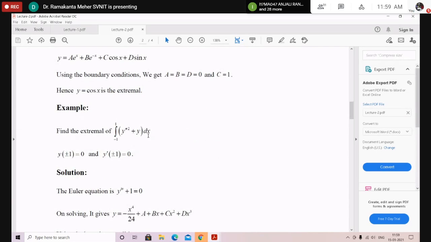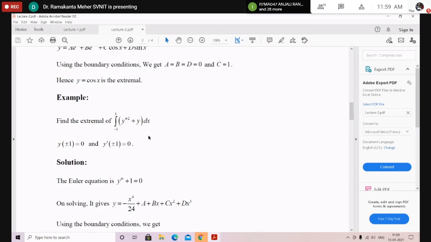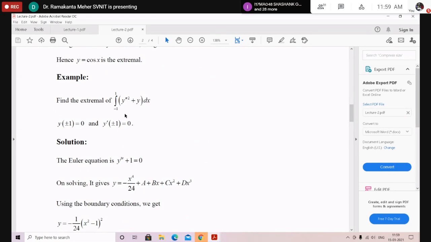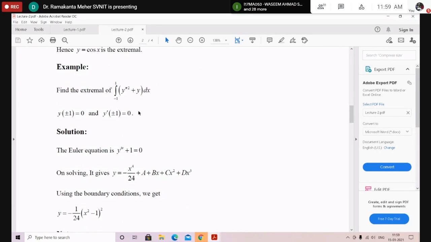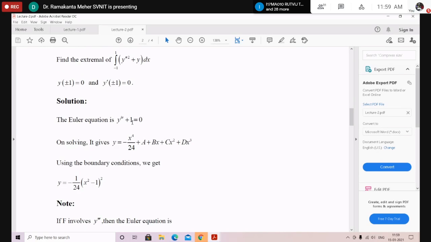If we take another example here, suppose the interval is minus 1 to 1, and the function is y double dash square plus y, into dx. Okay, so here also we have taken two conditions at x equal to minus 1, another two conditions at x equal to 1. So the conditions are y of plus or minus 1 equal to 0 and y dash of plus or minus 1 equal to 0. That we have set up the conditions.